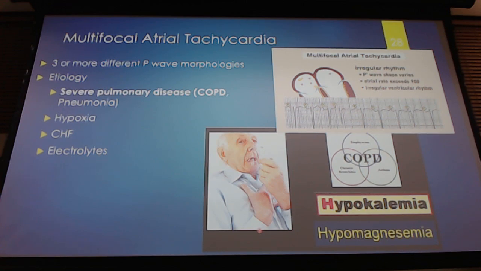Think about severe pulmonary disease, uncontrolled COPD. Maybe this person comes in and they have multifocal pneumonia, hypoxic, tachycardia. Those patients can be pushed into multifocal atrial tachycardia. People that have poorly controlled CHF, or they're having a CHF exacerbation, can be pushed into multifocal atrial tachycardia. And they can go in and out of multifocal atrial tachycardia. And then electrolyte derangements, like hypokalemia or hypomagnesemia, can also cause patients to go into multifocal atrial tachycardia.